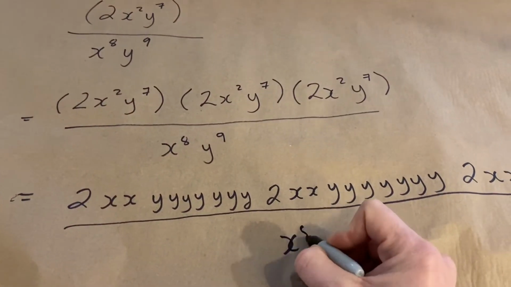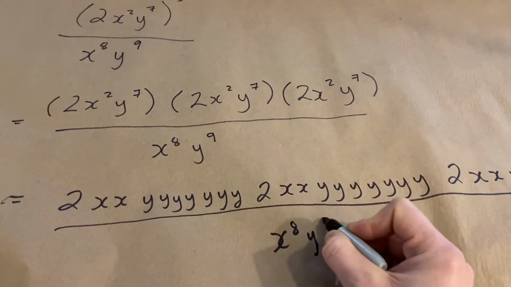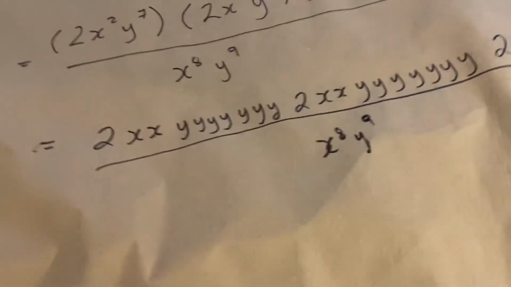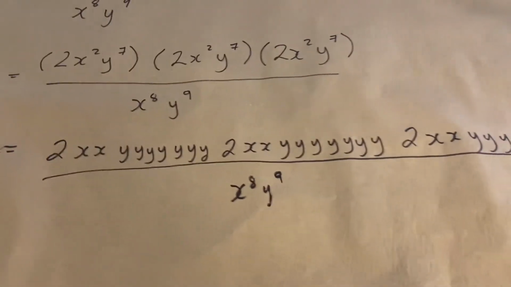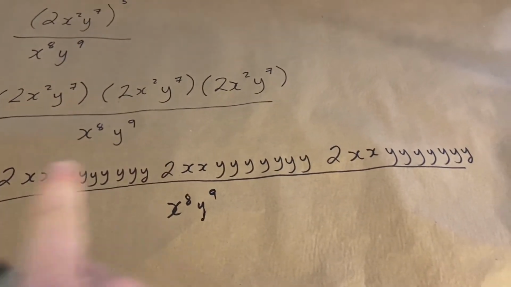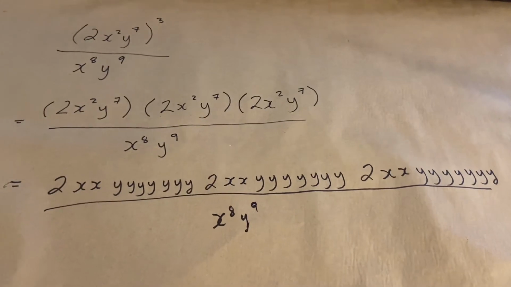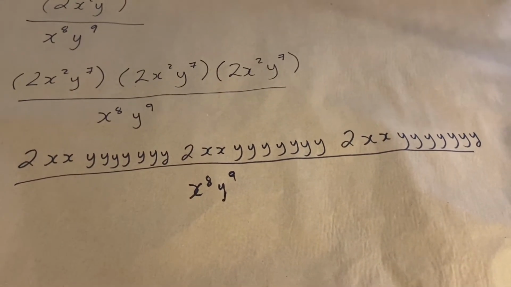X to the exponent 8, y to the exponent 9. I'm going to move my cord, which is underneath my paper. Okay. Now on the top, we are multiplying all of those things. And when you're multiplying, it doesn't matter which order you multiply.